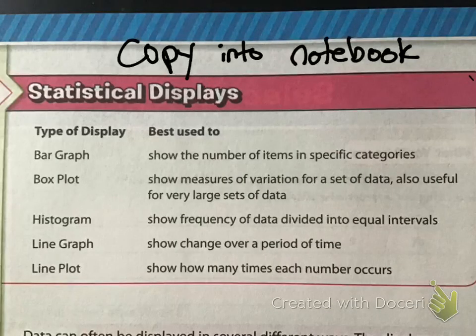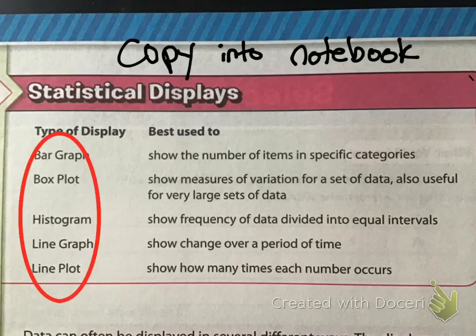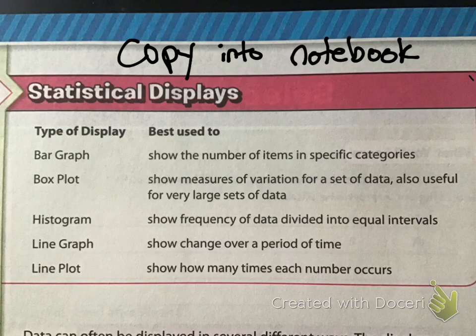So I want you to copy this into your notebook. This is important because this is each of the different kinds of graphs that we've learned about so far, and when it is best to use them. So a bar graph is best when we show a number of items in a specific category. So for example, cats, dogs, lizards, favorite colors, students in a classroom, like how many students are in Ms. Diaz's classroom, how many students are getting A's, how many students are getting D's. That's great to use a bar graph.